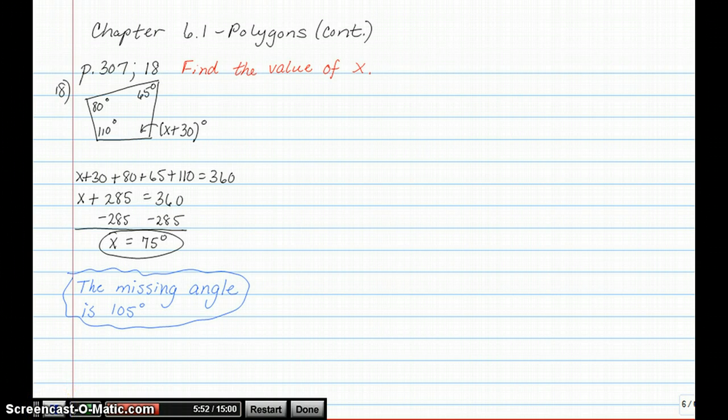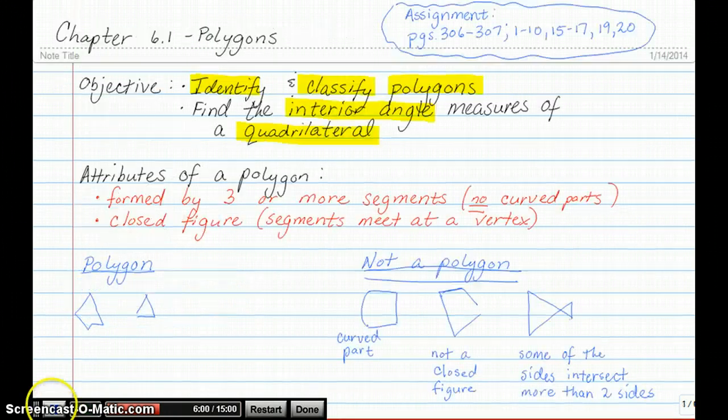If you've been absent, you're going to need to get the assignment from these notes, so you'll need to continue on with the recording. We're going to go now to what the assignment is. The assignment, which will be done on the right side of your paper, you folded your paper in half vertically, is pages 306 to 307, 1 through 10, 15 through 17, 18 was done in the notes, 19 and 20.